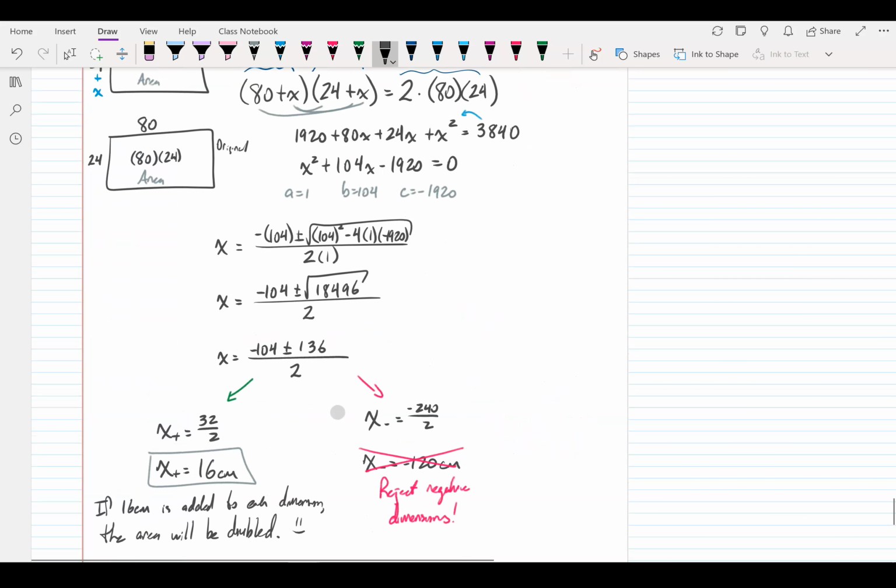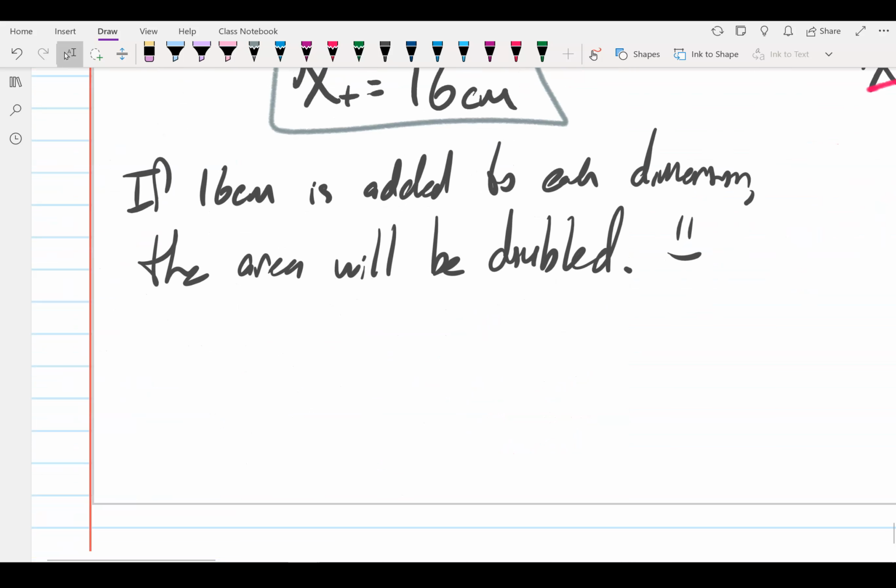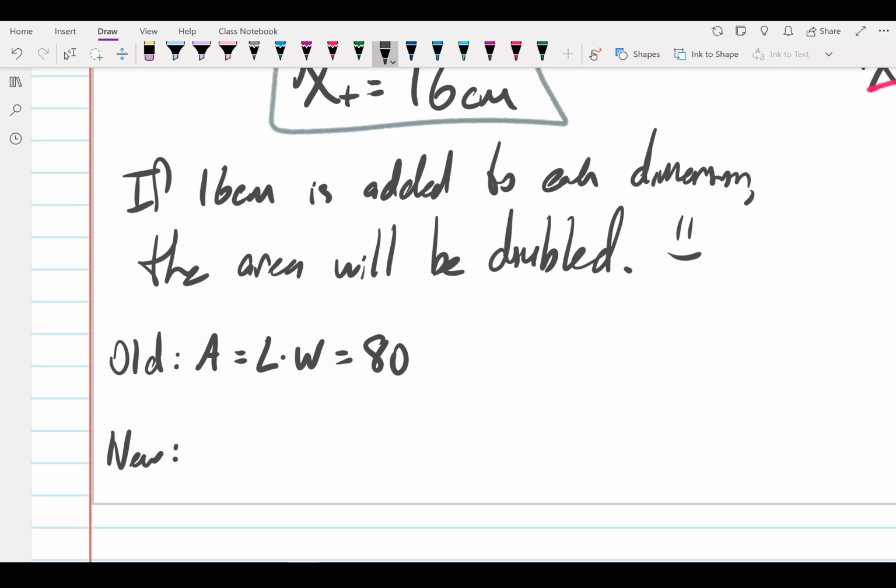And let's just do a quick check. Let's just take a look. The original, so the old dimensions versus the new dimensions. Let's just do a versus match, right? Death match between old and new. What are the old dimensions? The old dimensions are 80 and 24. So the area is length times width, which is 80 times 24. Let me put it in brackets so that I don't confuse you. 80 times 24, what's that? I think I had it done earlier, but I'll do it now again. 1920. That's centimeters squared.